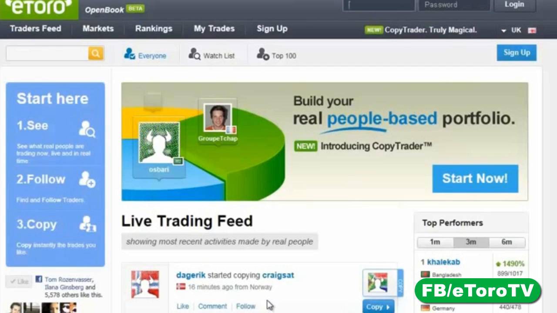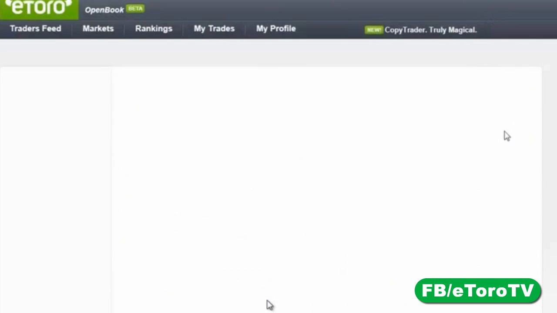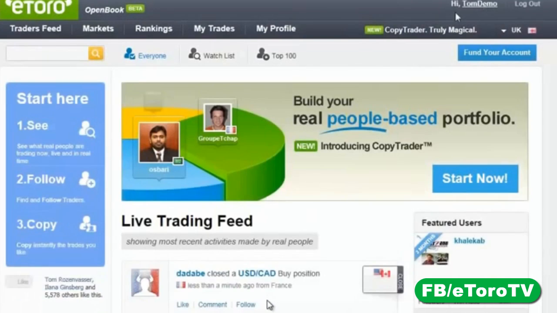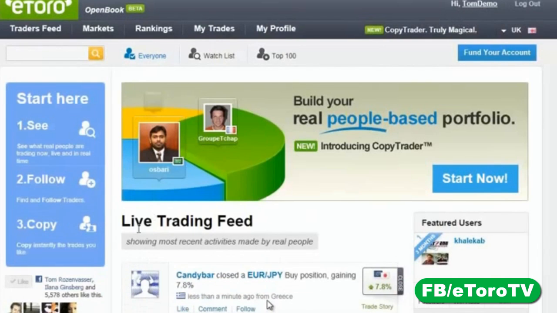Great. So the first thing that I'm going to do right now is log in and try to understand how I can operate in this open book. And it's easier than you think, let me tell you that. I'm, of course, biased, but you will see in a minute or two how easy it is to operate in it. Okay, I am logged in. This is my demo account, and what we can see here is a live trading feed.